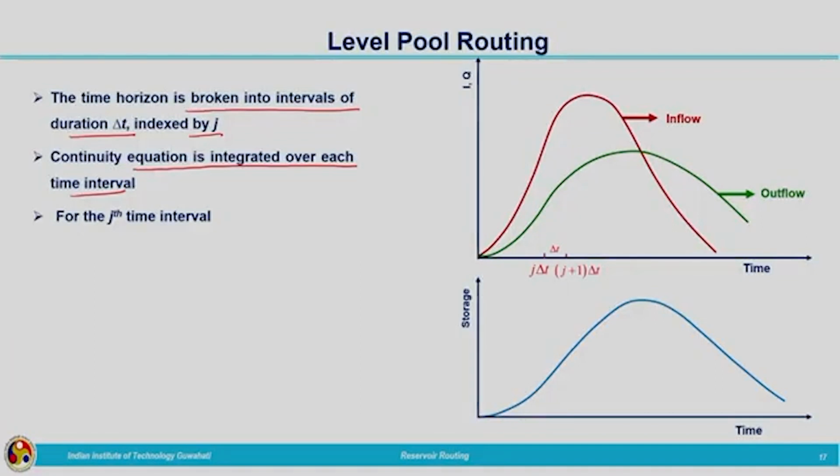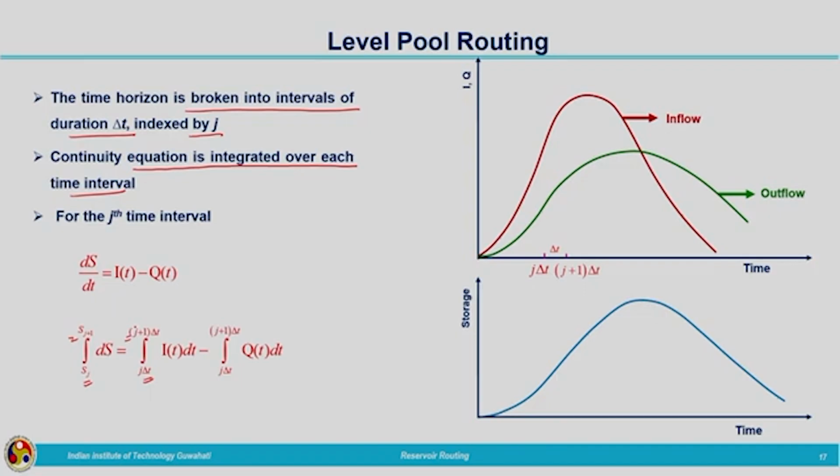So, for the jth time interval, we have the expression for the time rate of change of storage, ds by dt, equal to I of t minus Q of t, represented by our continuity equation. What we will be doing is integrating: ds is equal to I dt minus Q dt, which we integrate between the interval j delta t and j plus 1 delta t. So, the storage varies from Sj to Sj plus 1 and time varies from j delta t to j plus 1 delta t.